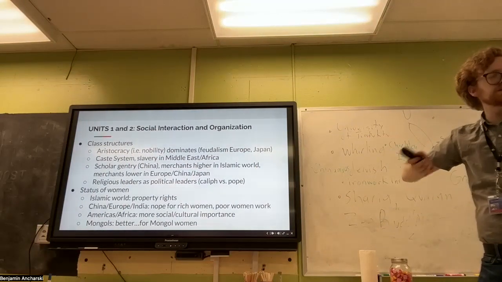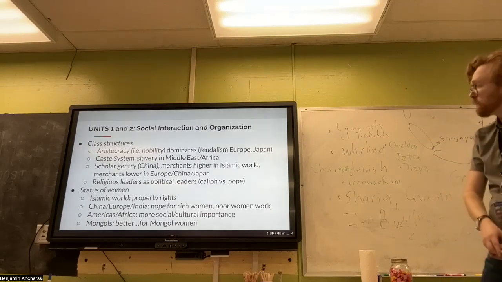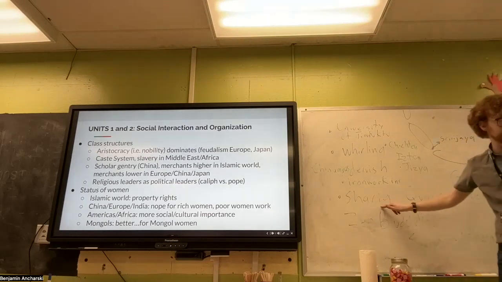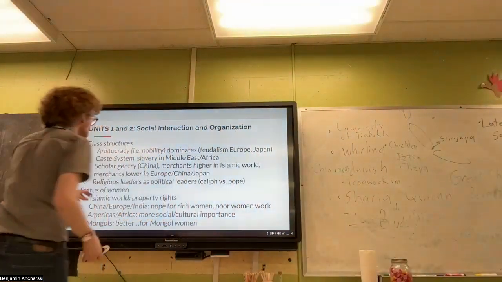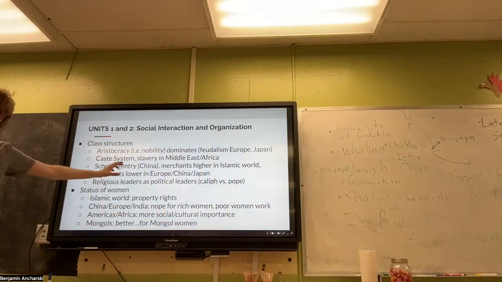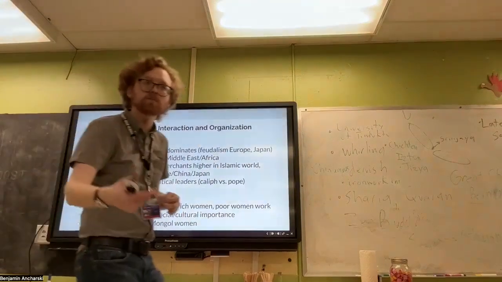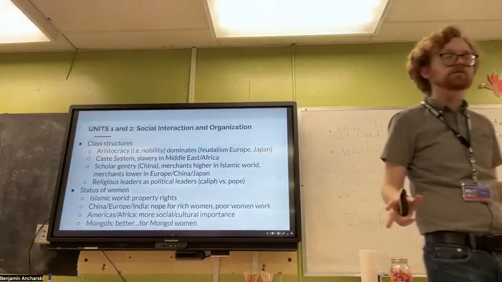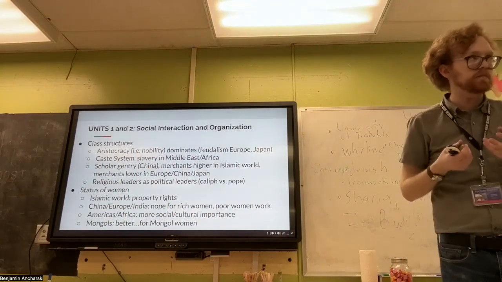Slaves, though, in the Middle East, do have some rights that are guaranteed to them in Sharia, so in Islamic law. So there is that aspect going on. A specific class of people in China are the scholar gentry. These are well-educated Chinese government officials. They pass the civil service exam. They dominate the Chinese social hierarchy.